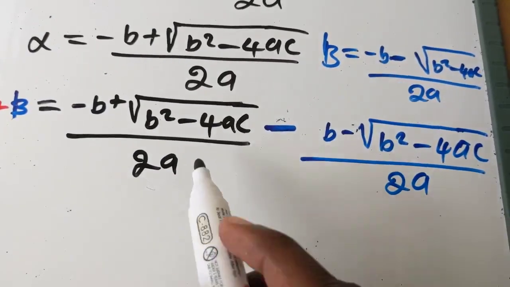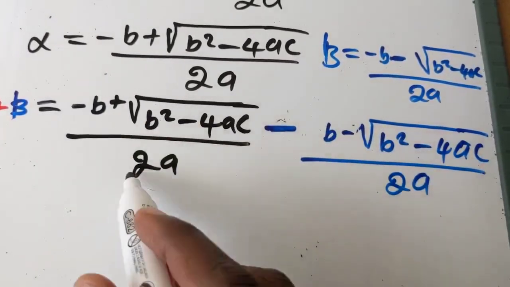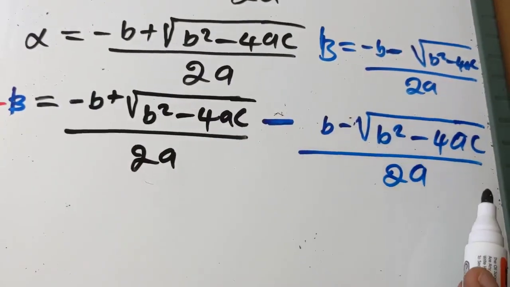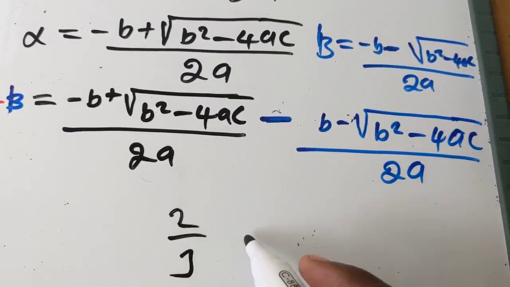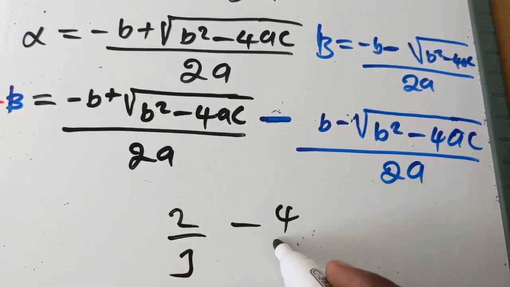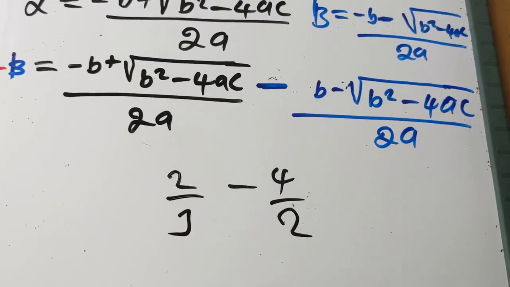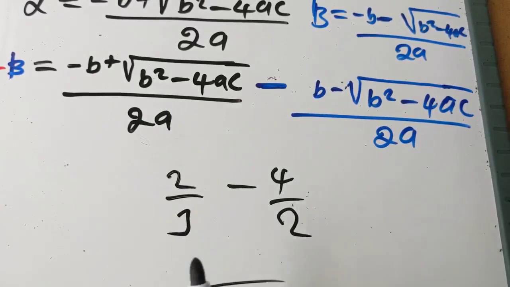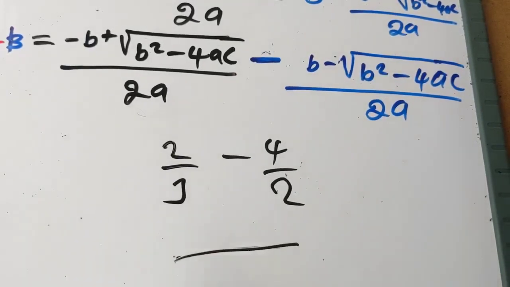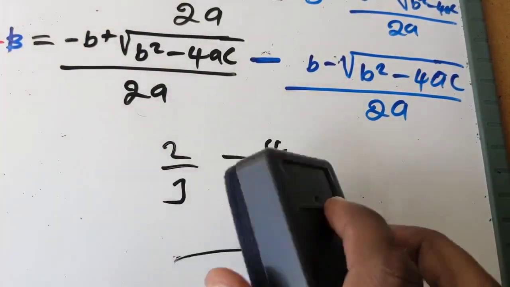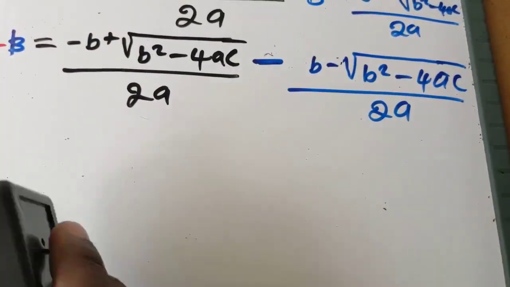Here, this is just a fraction. It's the same thing as when we put 2 over 3 minus 4 over 2. And you know how to find the fraction: you introduce the common factor. That is how we are going to solve this.